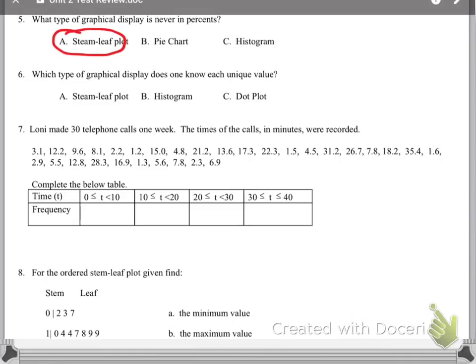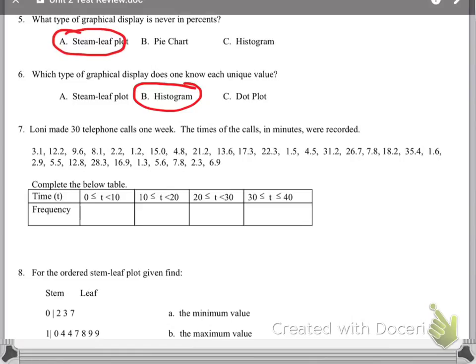Which type of graphical display does one not know each unique value? And that is a histogram. Remember, if I had the number 23, we would know that 23 is in a stem-and-leaf plot. We would know that 23 is in a dot plot. But for a histogram, we would never know that.